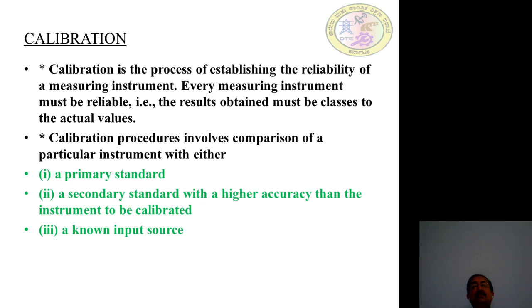How? The simple example is, if you take a 1 kg stone. In earlier times, stones were used as weights: 1 kg stone, 2 kg stone, 3 kg, 5 kg. That is the standard one.